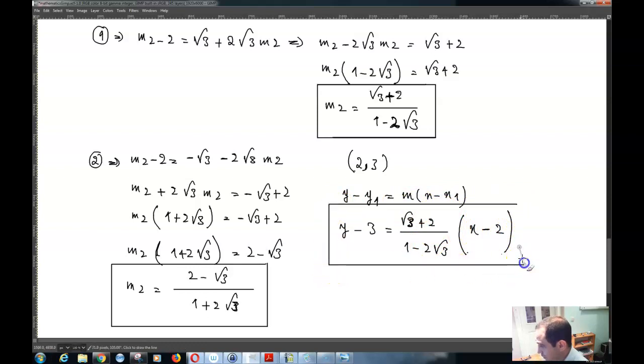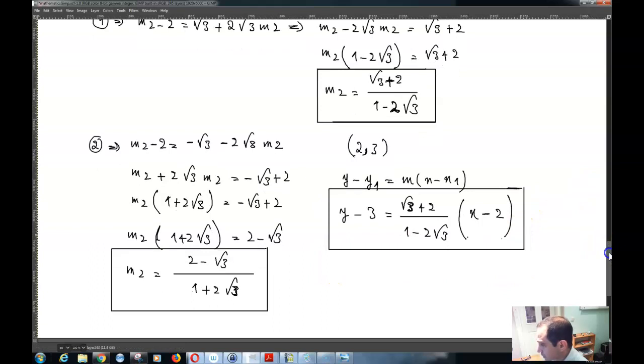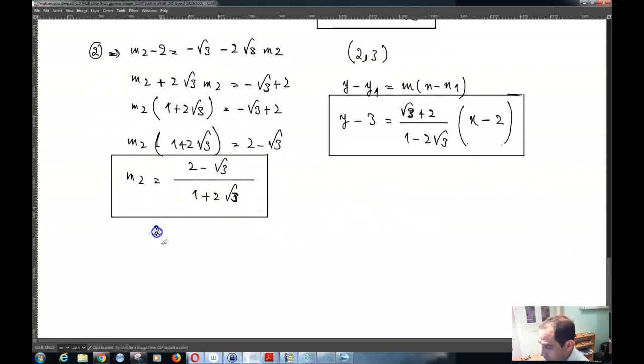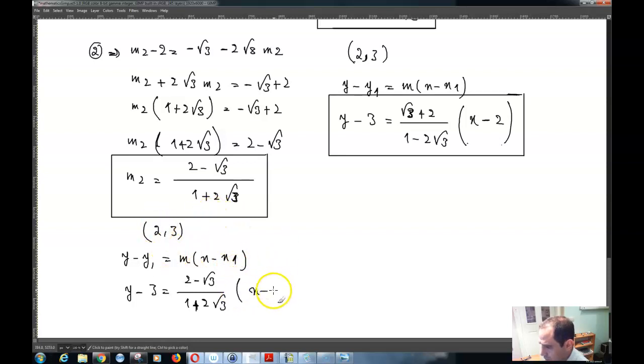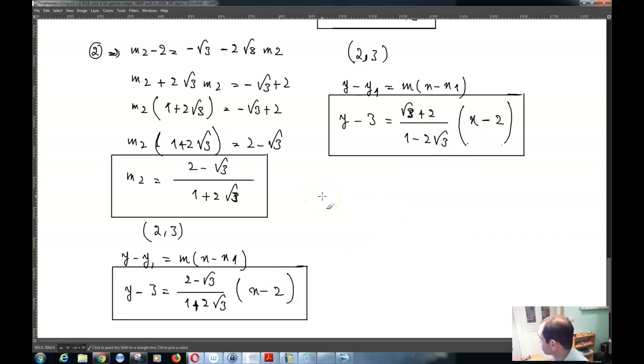You can leave it as it is. And then the second line, the line goes through this point, and this is the slope of the line. So again, y minus y1 is equal to m times x minus x1. So then you can write y minus 3 is equal to 2 minus square root of 3 over 1 plus 2 times the square root of 3 times x minus 2. And this is another equation for this line, and that is basically that. So you get two equations for this line.